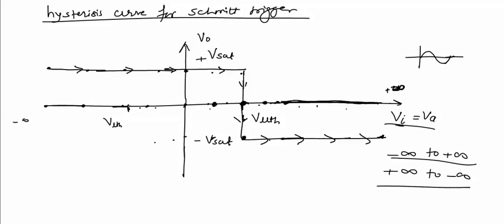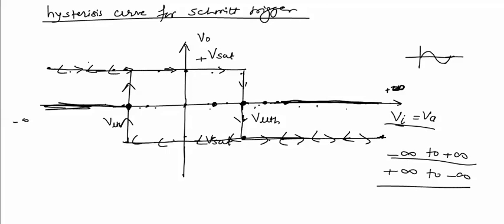At this point it is VLTH. When we cross this point, VA becomes less than VB, VLTH. So at this point the output switches to plus VSAT. Now as output becomes plus VSAT, VB becomes VUTH. So all the points on this line will be compared with VUTH, and as VUTH is greater than these points, the output will be plus VSAT. So we get a graph like this.